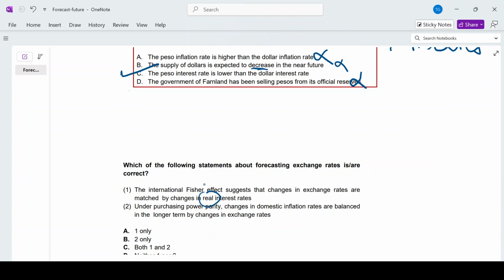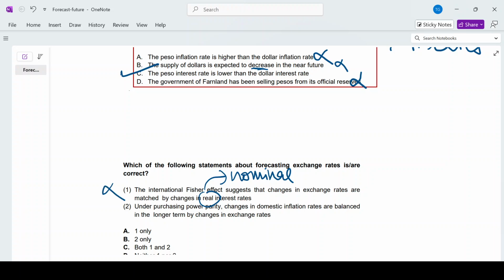Instead of real, had it written nominal, then this statement would have been absolutely correct, because this is what we have learnt as a concept. The International Fisher effect actually tells you that whatever changes there are in the exchange rate happen because of changes in the nominal interest rates. So here, because it says real interest rates, that makes the statement incorrect.